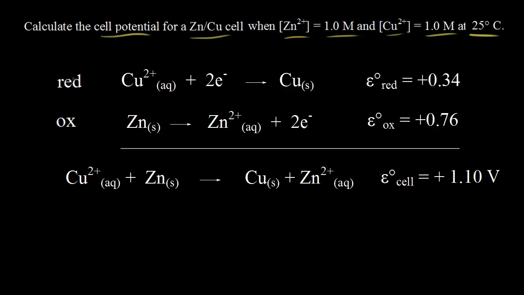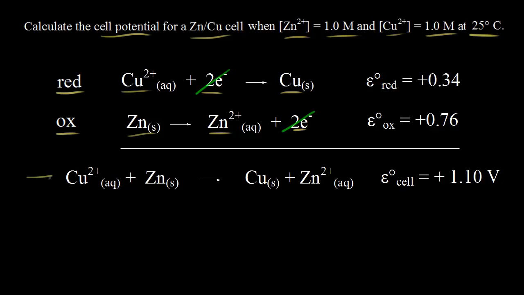Just to remind you of the reduction half reaction and the oxidation half reaction, copper 2 plus ions are reduced. They gain electrons to form solid copper. And solid zinc is oxidized, so zinc loses 2 electrons to form zinc 2 plus ions. The electrons lost by zinc are the same electrons gained by copper 2 plus, so they cancel out when you write your overall reaction.